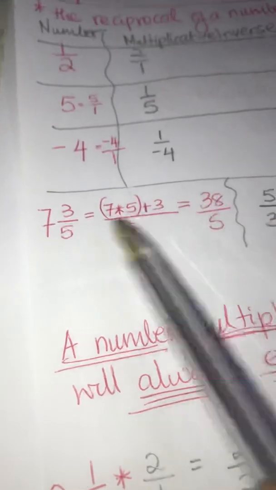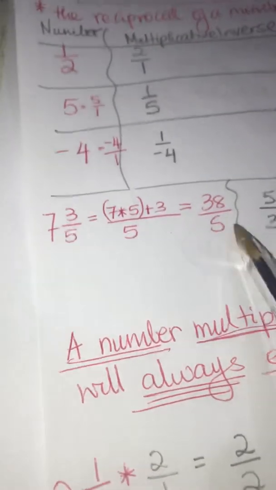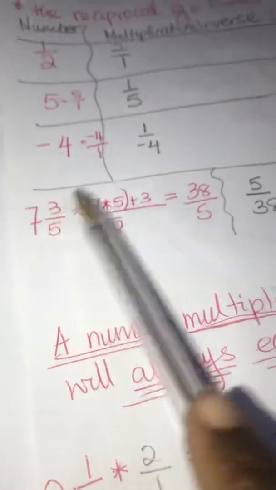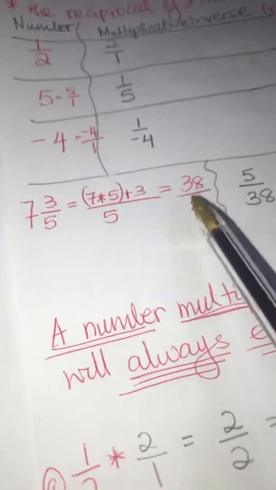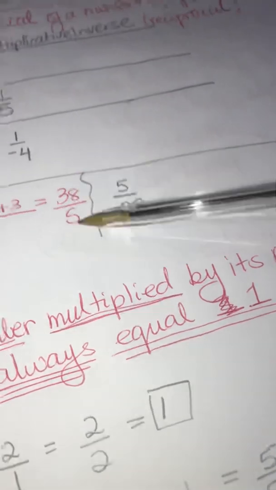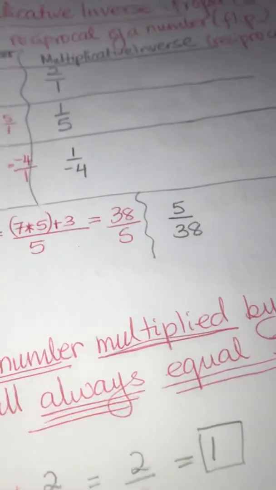Now here, you have a mixed number. Convert it to an improper fraction. How do we do that? 7 times 5, add 3. That gives me 38 over 5. Then I flip it. So 5 over 38 is the multiplicative inverse of 38 over 5.